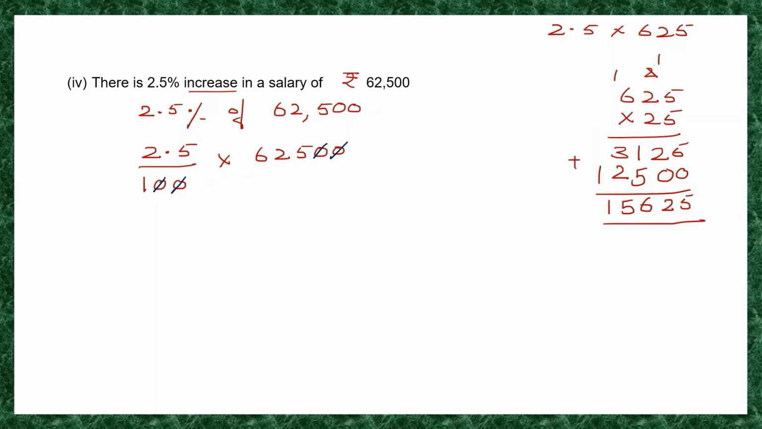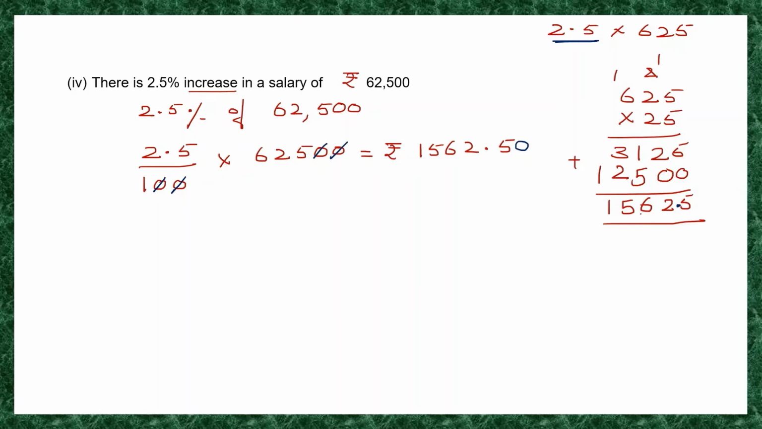So I've got 15,625, but let's go back to the question, see where the decimal place is. Our answer also should have the same decimal places. So there's one decimal place, so the point comes there. So the answer here is 2.5% of 62,500 rupees is rupees 1,562.5, and whenever we are talking about paisa and rupees, we need to have 2 digits in the paisa column. So that's 50 paisa there. So now I have found the increase.